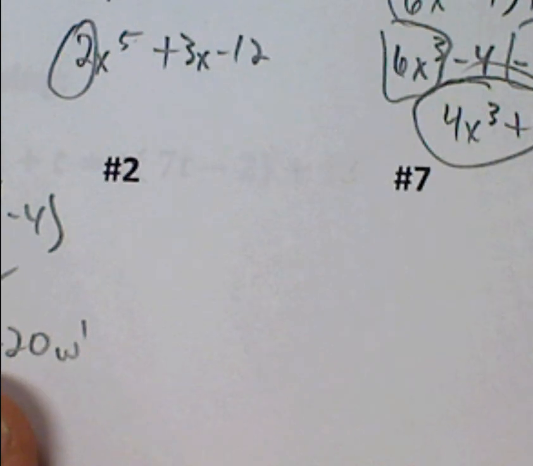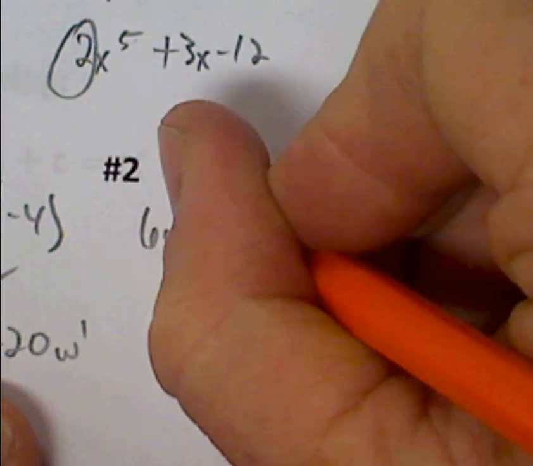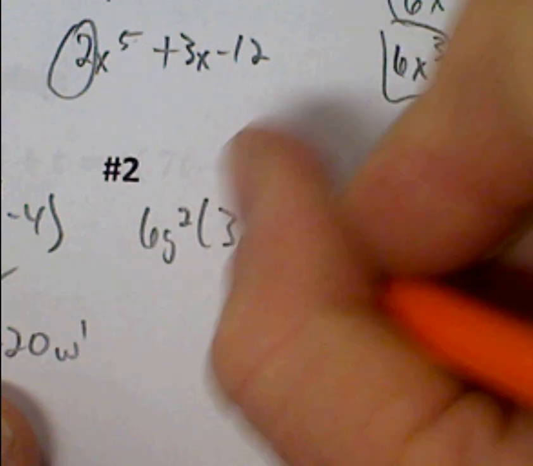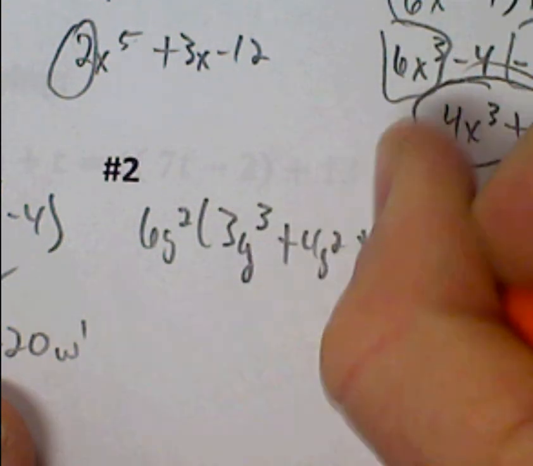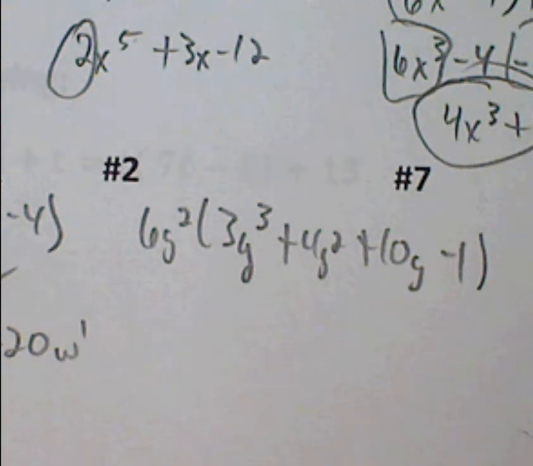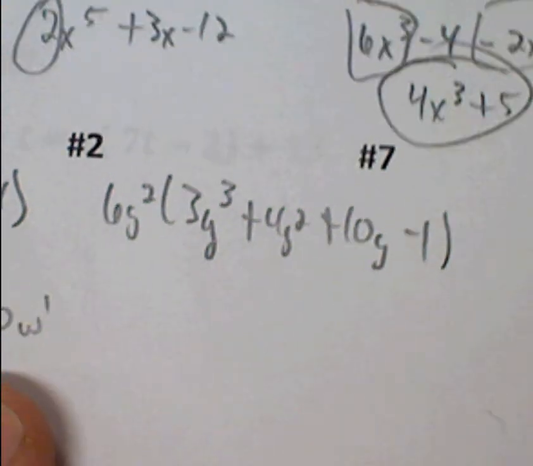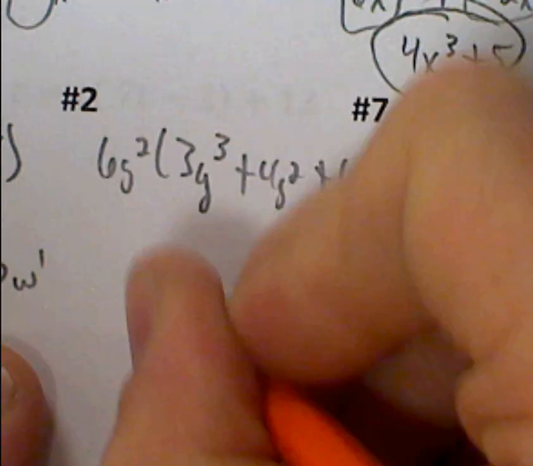Number 2, 6g squared, parenthesis 3g to the third, plus 4g squared, plus 10g minus 1. This will have to be my last problem in which I help you guys with, because I won't have enough time. 6 times 3 is 18.